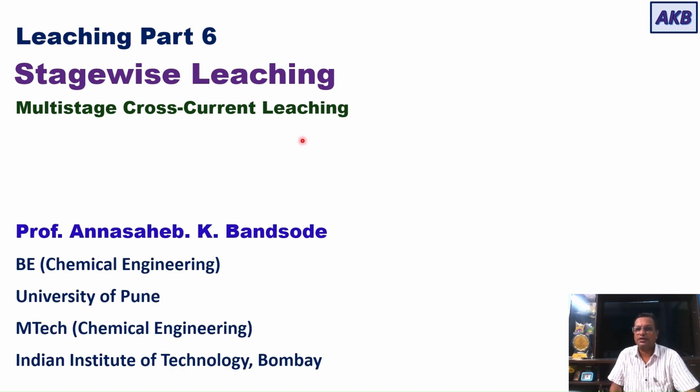So at the end of this discussion, you will be able to write material balance for a 3-stage cross-current leaching, and then you will be able to follow that material balance on an equilibrium diagram. So let us start today's discussion.